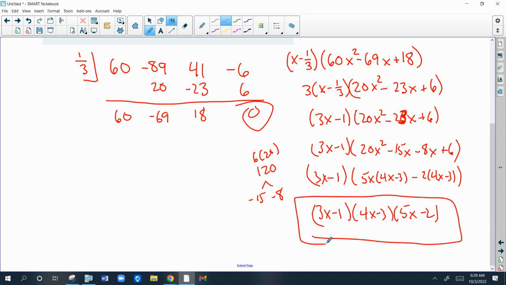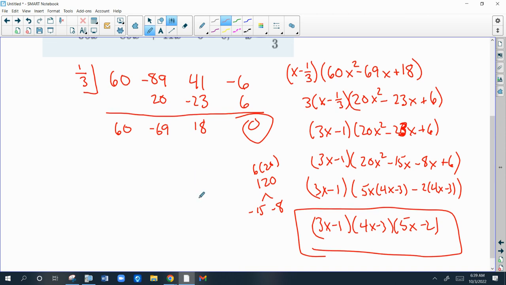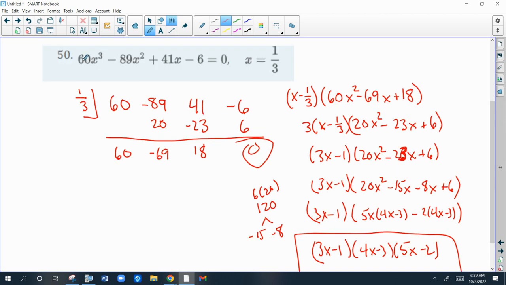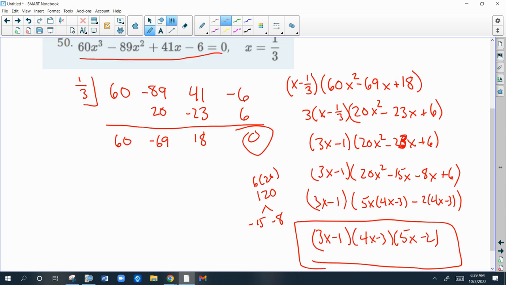This is one of the more complicated ones. So if you can follow this one and do it, you're going to be in good shape. You could also, to check, just type this in on your calculator and make sure it goes through the zeros 1/3, 3/4, and 2/5. So that's that.